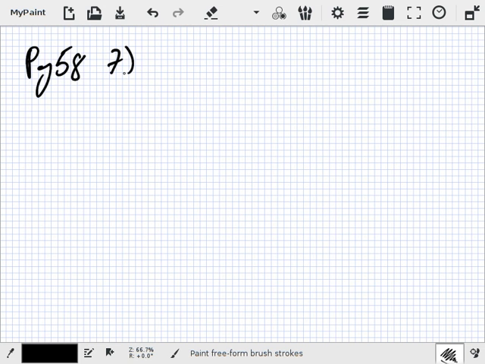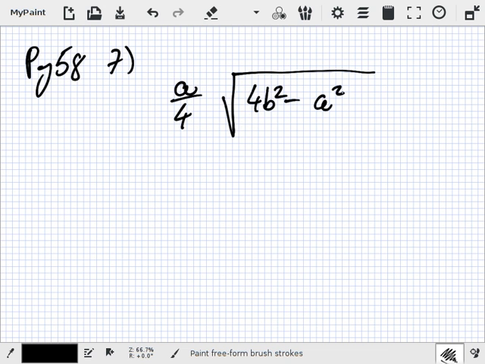Are we listening? So, Mo here tried number 7 and he got an answer, and I'm not sure if it's the same answer. I want to see if his answer can be rewritten into the answer in the book here. So what answer did you get? A over 4, radical, root A over 4, 4b squared minus a squared. Right. Let's see if we can rewrite his answer into the one in the book.